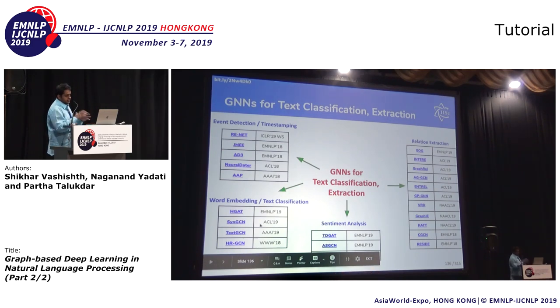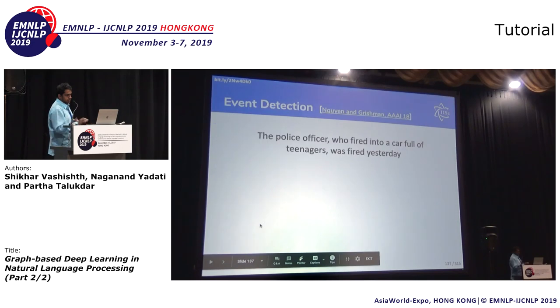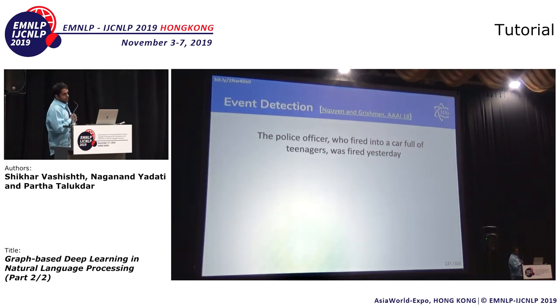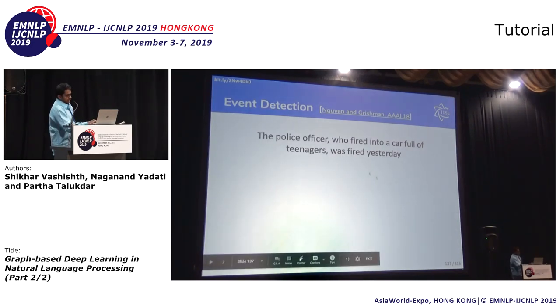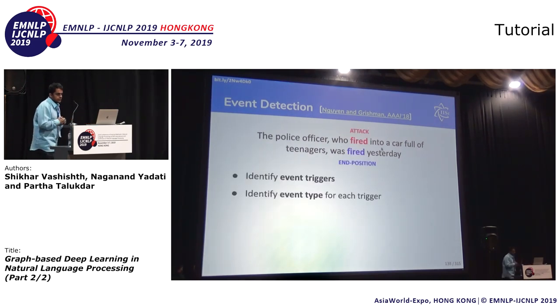Let's briefly discuss some of the methods here. Let's look at the problem of event detection. Let's understand this with a simple example sentence. The police officer who fired into a car full of teenagers was fired yesterday, right? The problem of event detection is to identify event triggers in this sentence. In this example, the two fired words are the event triggers.